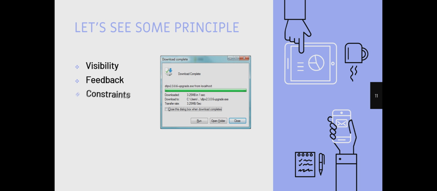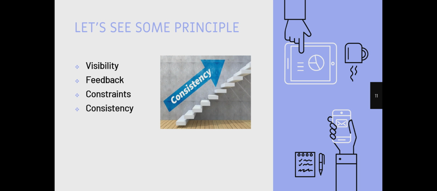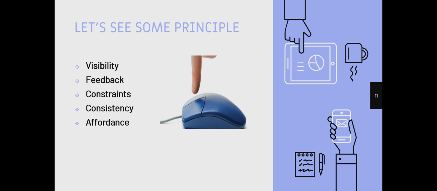Constraints: determining ways of restricting the kinds of user interaction that can take place at a given moment. Consistency: designing interfaces to have similar operations and use similar elements for achieving similar tasks. Affordance: an attribute of an object that allows people to know how to use it.